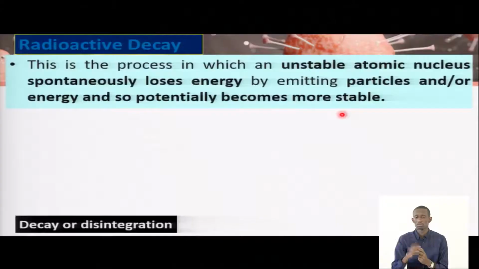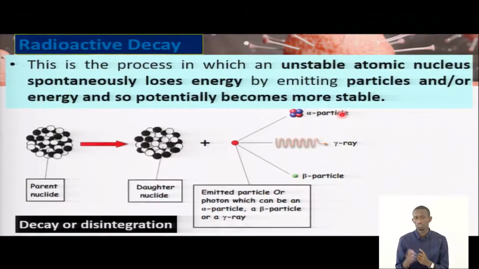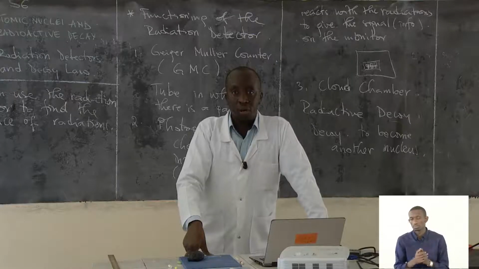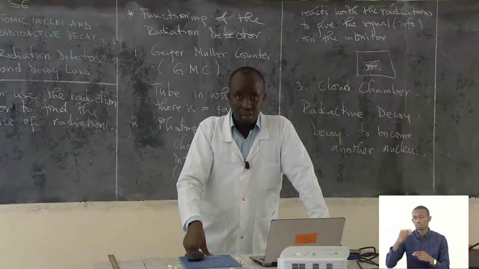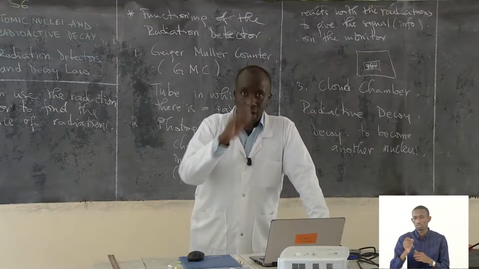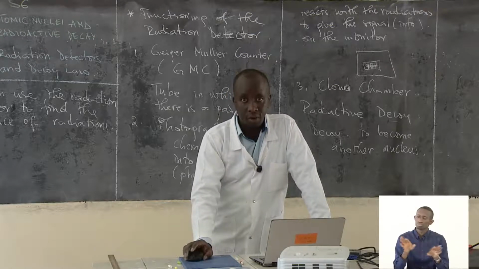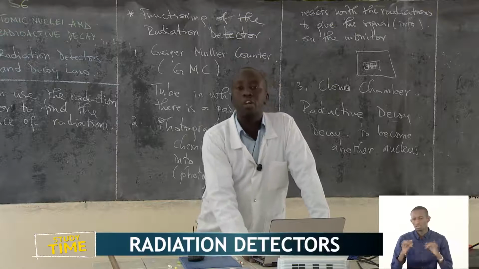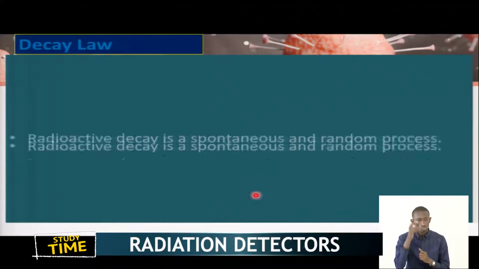So here we have a diagram, okay? It will tell you again what we have. In the diagram, you have a parent nuclide, and then it becomes a daughter nuclide, emitting a particle. Here we have an alpha particle, a beta particle, and then gamma radiation. Do you understand, students? We have defined and explained these ones, but I'm just trying to help you remember.